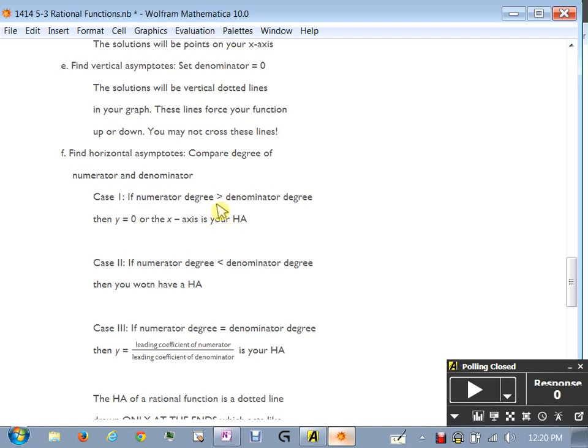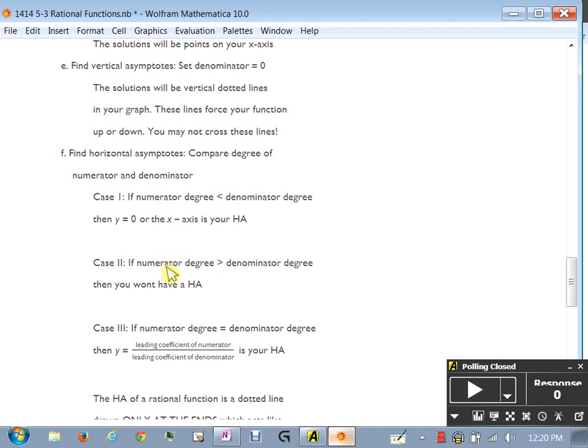is backwards. Hold on. This is backwards. Oops, glad I caught that. Less than. This one is greater. Please change that on your notes. If the numerator's degree is smaller than the denominator's, then the x-axis is going to be your horizontal asymptote. Okay? If the numerator is smaller than the denominator, in degree.